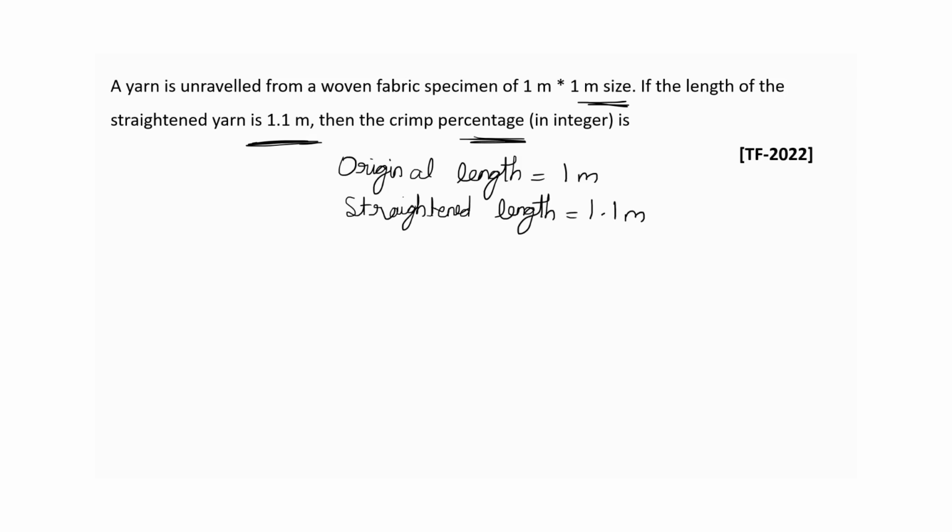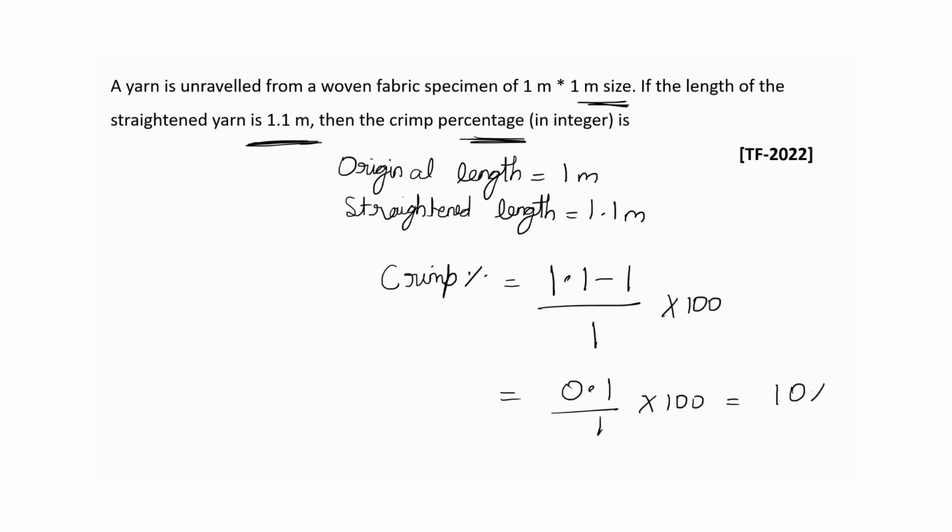So what is crimp percent? Crimp percent is the difference between the straightened length and the original length. So if we write in percent, it becomes straightened length minus original length upon original length into 100. Then it comes out to be 0.1 upon 1 into 100. It is 10%. So this is a 1 mark question, and it is easily a direct question. You just need to know what crimp percent is and how to calculate it. It is based upon the original length always, and it is the difference between the straightened length and the original length. So coming to the next question.